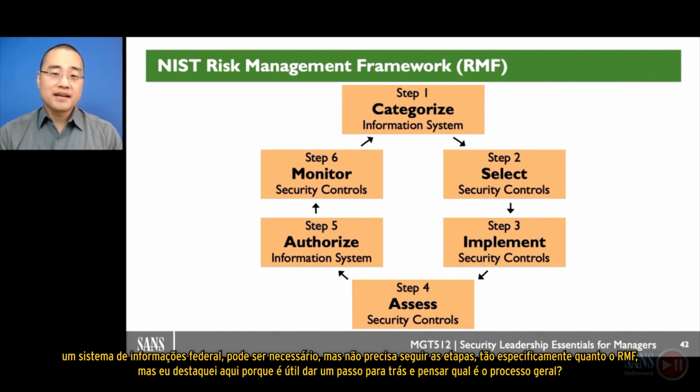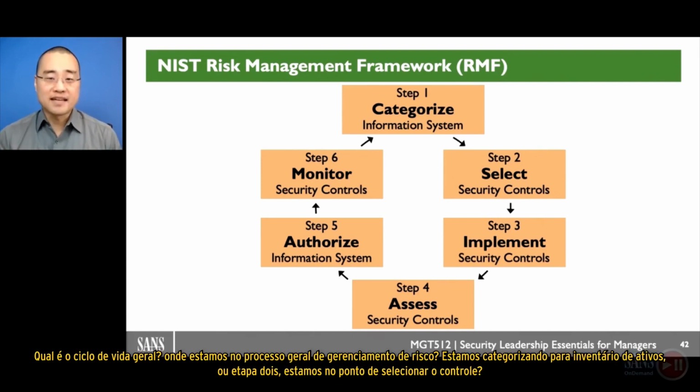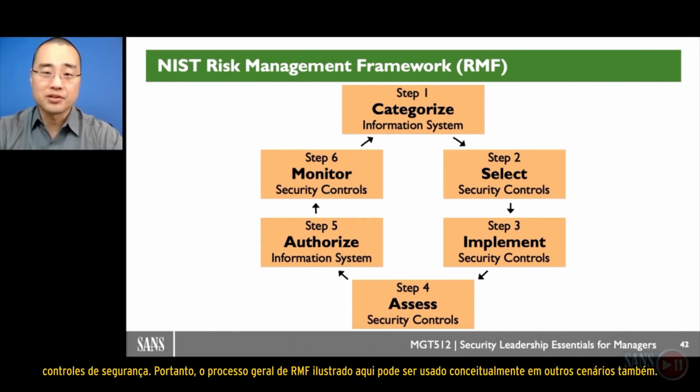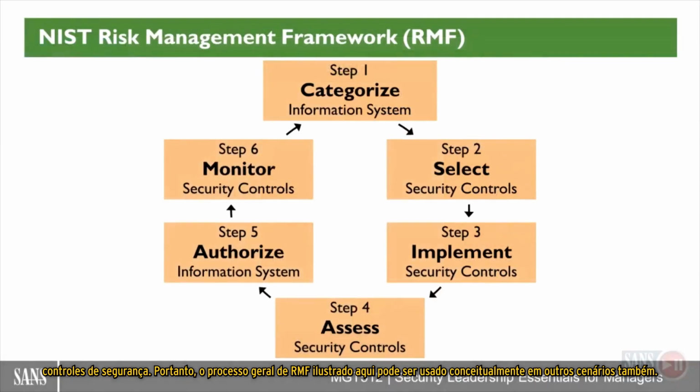But I highlight it here because it's useful to take a step back and think, well, what's the overall process? What's the overall life cycle? Where are we in the overall risk management process? Are we categorizing, related to asset inventory? Are we at step 2, selecting controls? Are we at step 3, implementing those controls and assessing how well they're doing? And there is also a specific step, authorizing that system for use, and then continuing to monitor those various security controls. So the overall RMF process, as illustrated here, can conceptually be used in other scenarios as well.